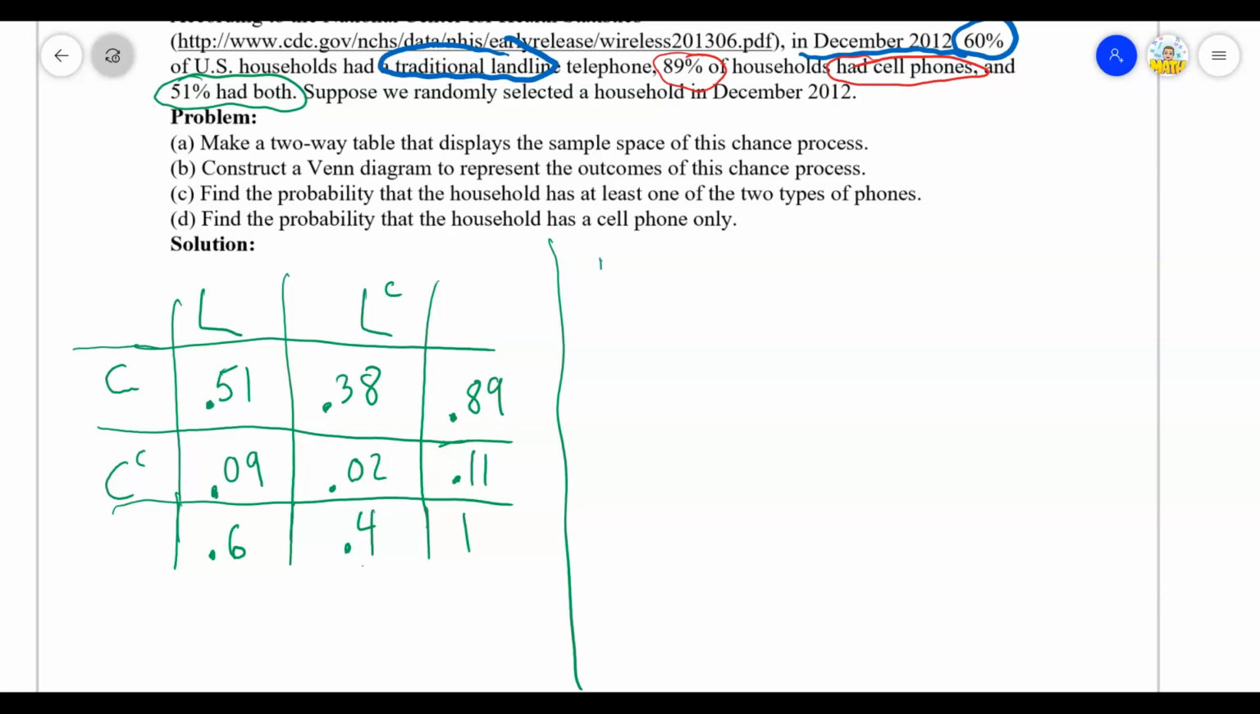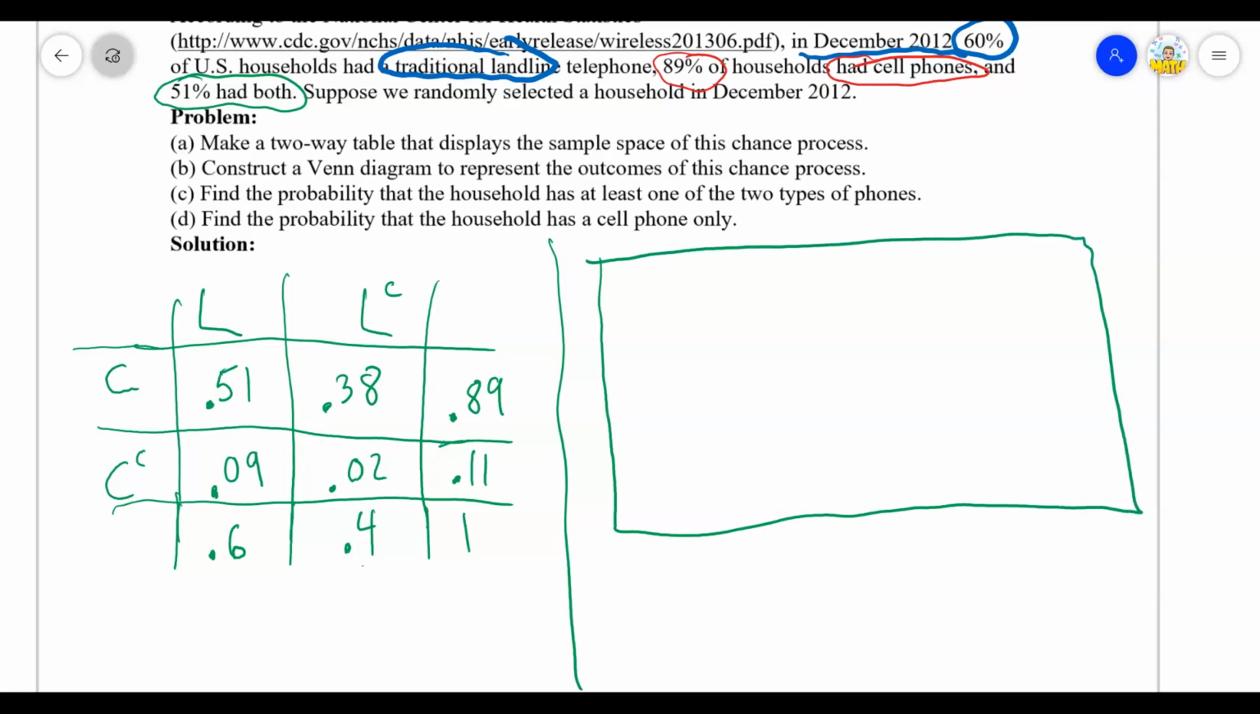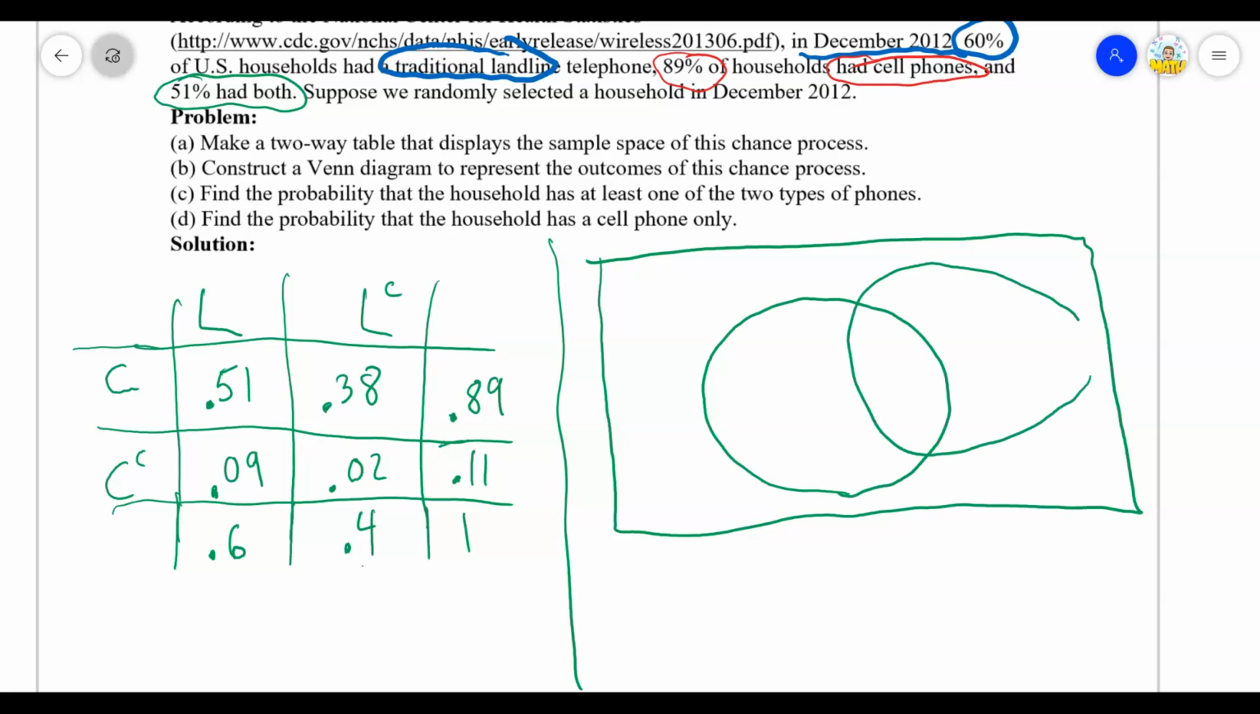So what would the Venn diagram look like then? Okay, I always put my 2 circles in a box. I'll see sometimes my students don't do this. They just draw the 2 circles. I think it's really important that you put them in the box because then you can acknowledge what's happening out here. This 0.02 people that don't have either, right? We don't want to forget about that proportion. We're talking about people either that have landlines or that have cell phones.